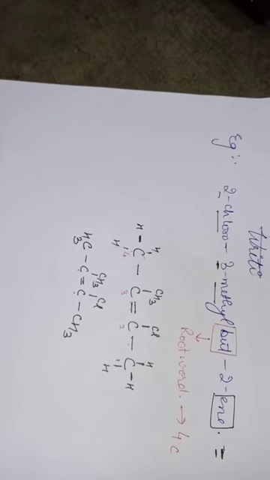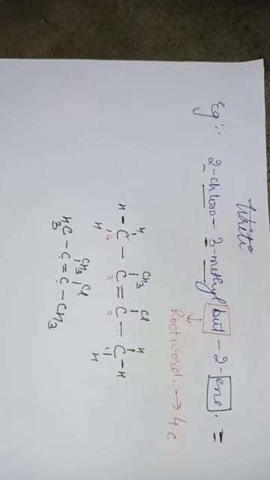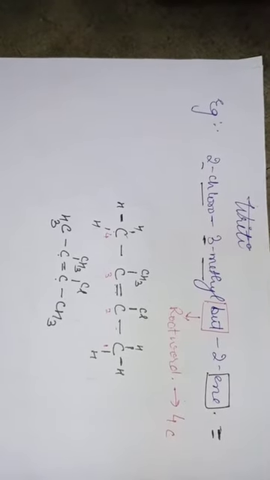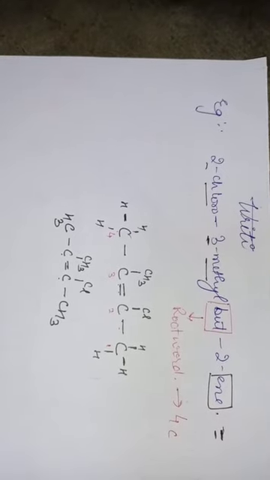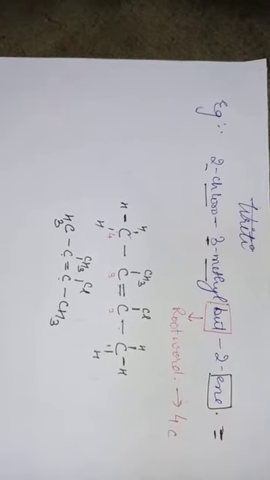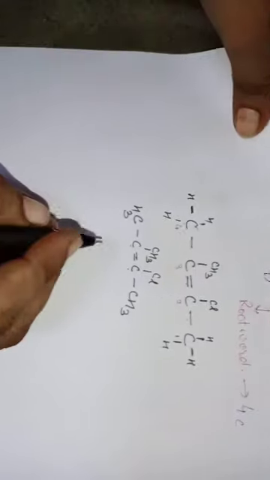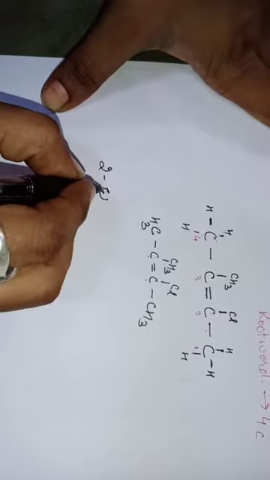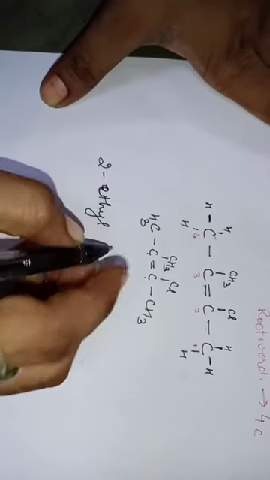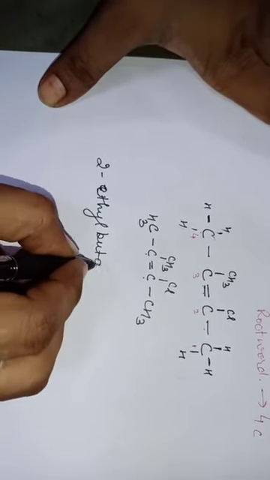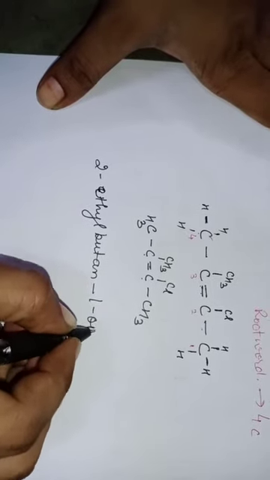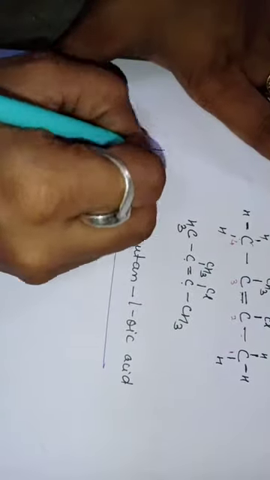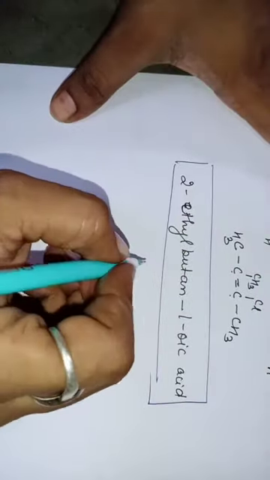Say for example, I am having here the next compound. It is saying that 2-ethyl butan-1-oic acid. Now this is the compound. Okay children, this is the next example. I have to draw the structure for this compound.